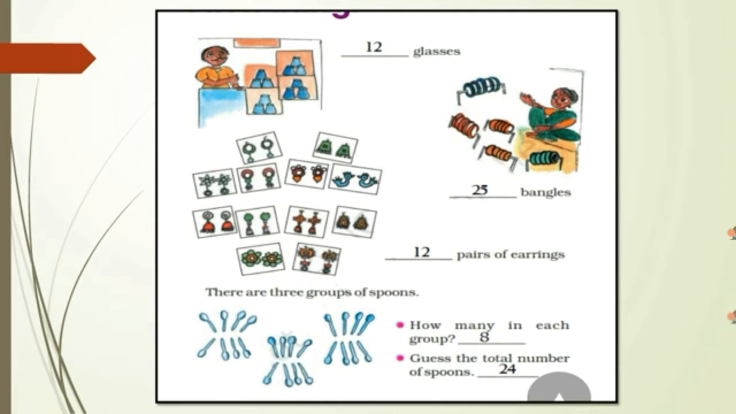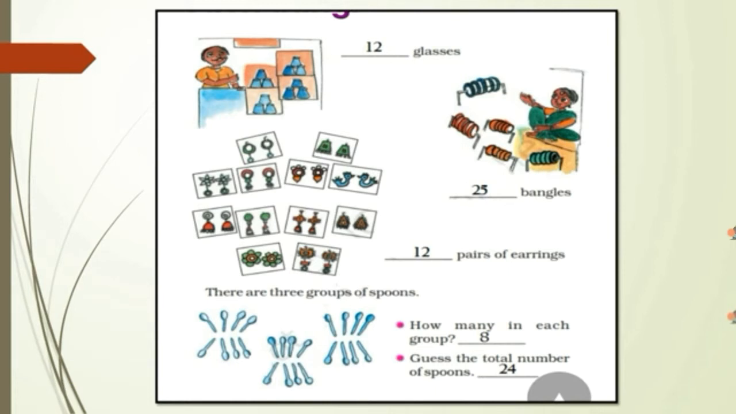See, you can see the first picture. There are some glasses. They are divided in groups. Okay, they are divided in groups of 3. If you count the table of 3, you can get the number easily. 3 ones are 3, 3 twos are 6, 3 threes are 9 and 3 fours are 12. Okay, if you count group-wise, you can get the answer easily.